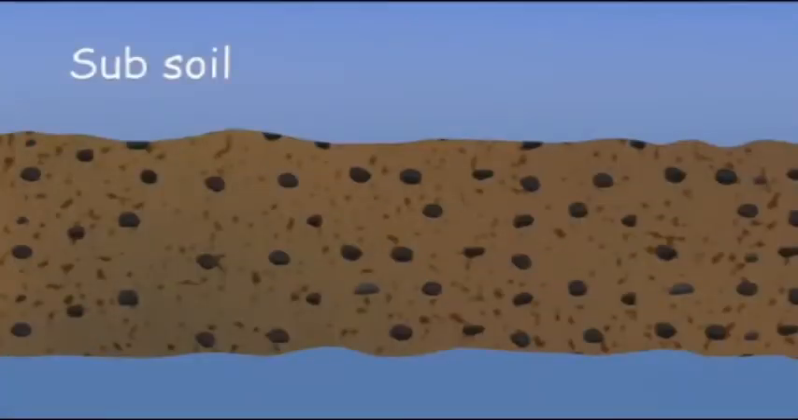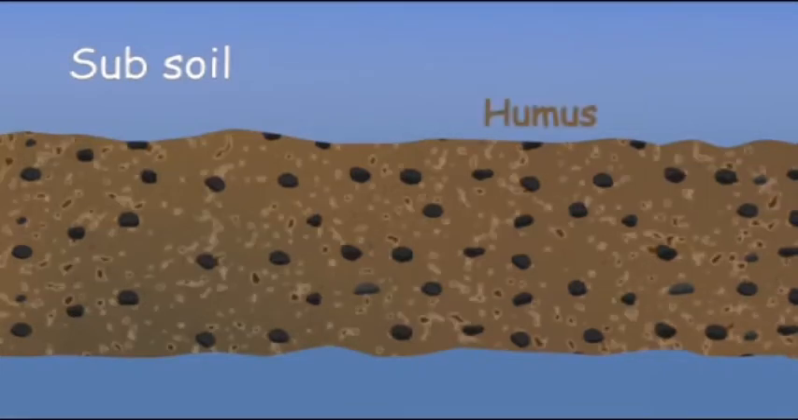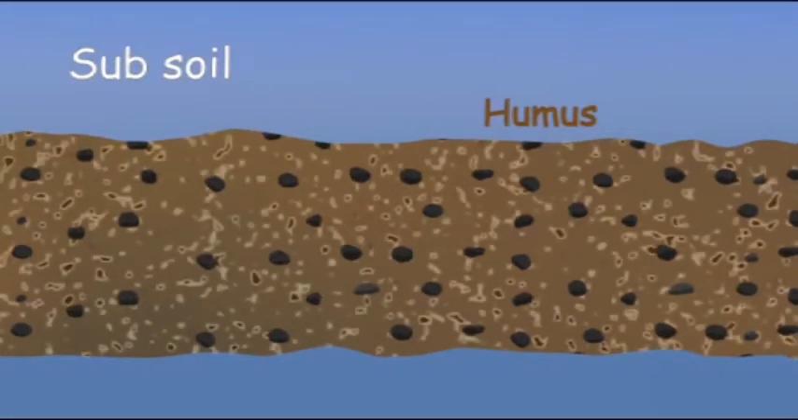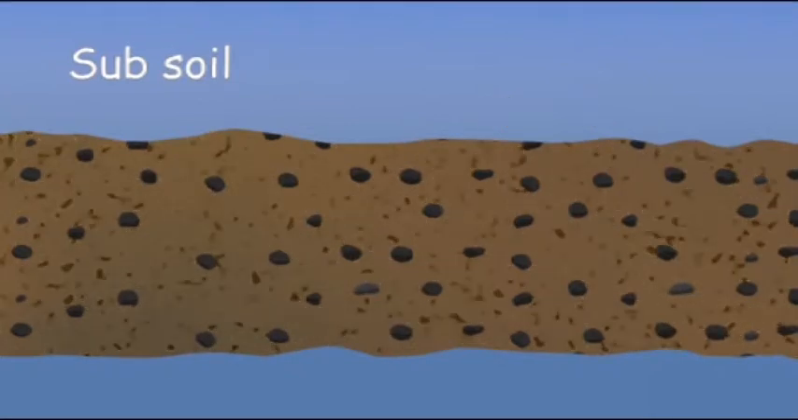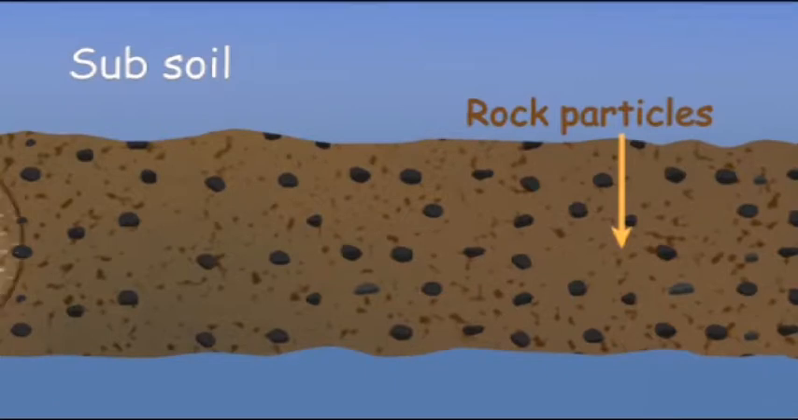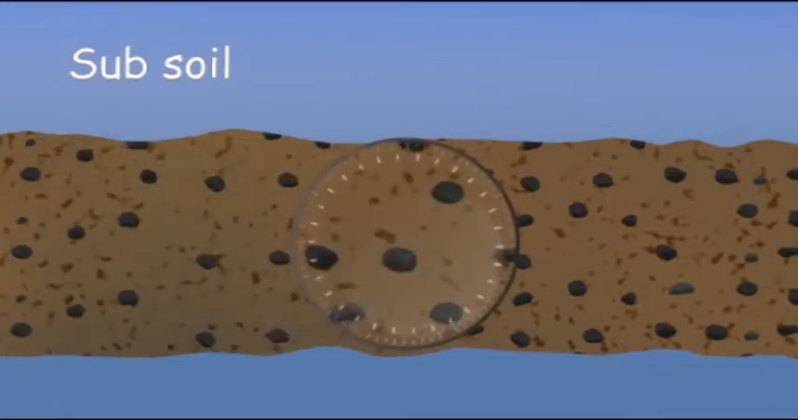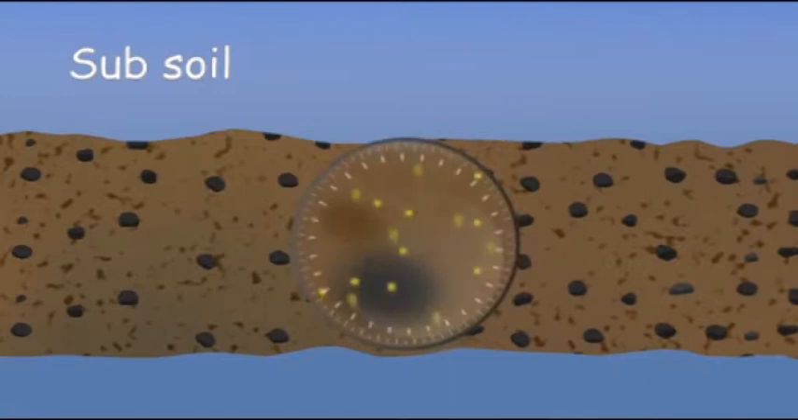Subsoil. The layer of soil just below the topsoil is called subsoil. It is lighter in color and has little humus. It is made up of slightly bigger rock particles which makes it harder and more compact. It contains very little living organisms.